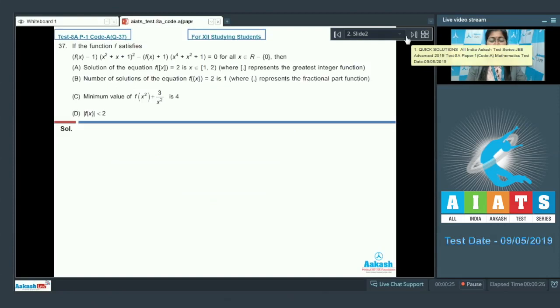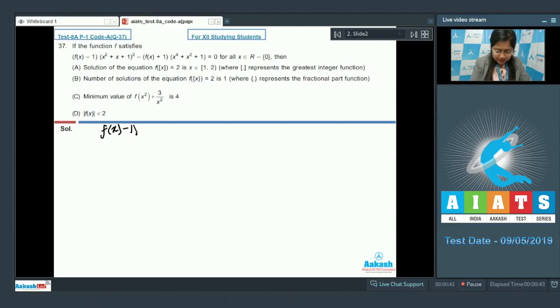Let us start with question number 37, which says that if the function f satisfies the given equation for all x belonging to R, then we have to answer the following questions. In the question, it has been given to us that f(x minus 1) is multiplied with (x square plus x plus 1) whole square, minus f(x plus 1) multiplied with x raised to the power 4 plus x square plus 1.